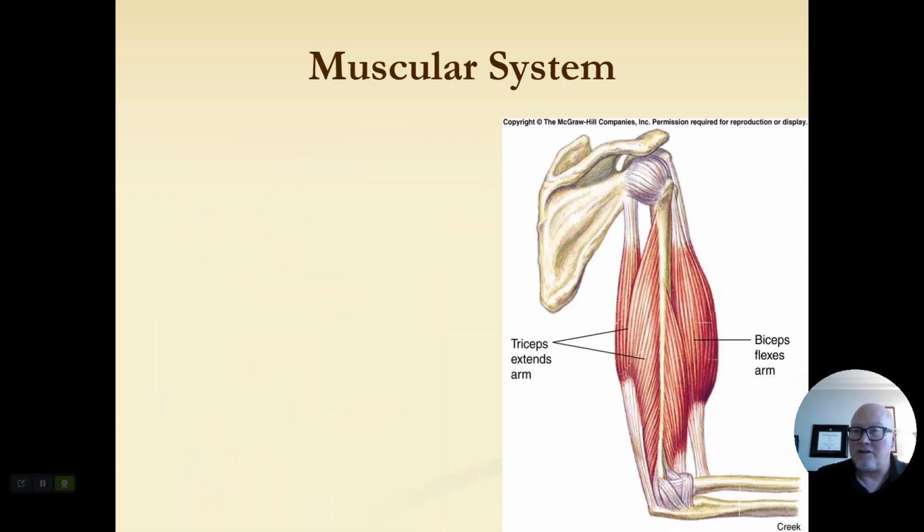The musculature system, or the muscular system: all of your muscles work in pairs. And what I've got here is the biceps and the triceps. Muscles can only contract. They don't pull, they don't push anything. They can only contract, so they work in pairs. When the bicep contracts, it causes your arm to flex. When the tricep contracts, which is down here, it causes your arm to extend. So every set of muscles in your body operates in a pair.